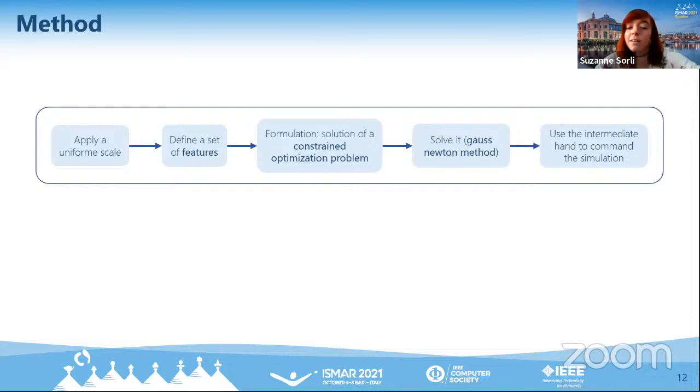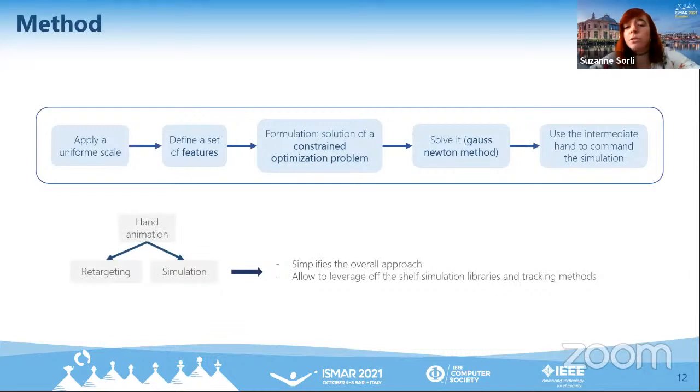Finally, on every simulation frame, once the pose of the intermediate hand is computed with the retargeting strategy described earlier, we use it to command the simulation of the VR hand from CLAP. In fact, the decomposition of the hand animation splits into two problems, as we said: the retargeting and the simulation. This process simplifies the overall approach and allows us to leverage all the available simulation libraries and tracking methods.